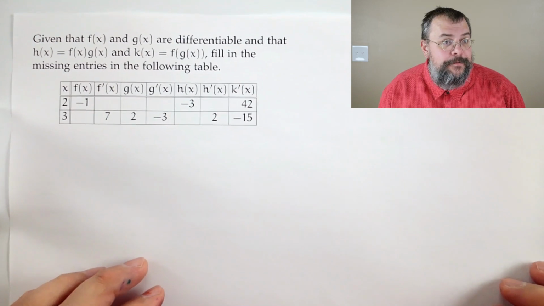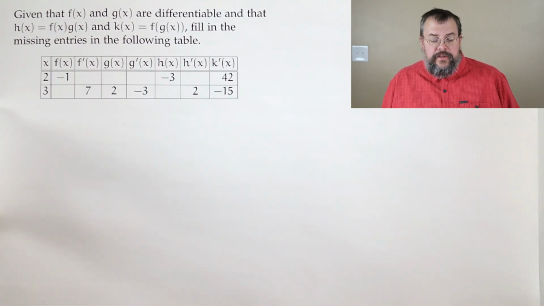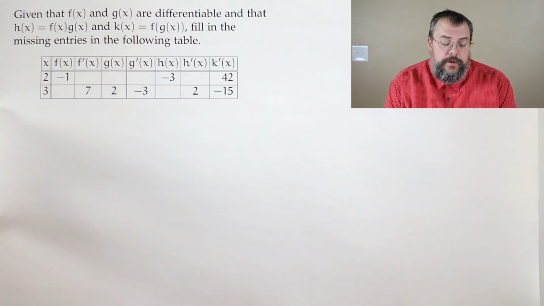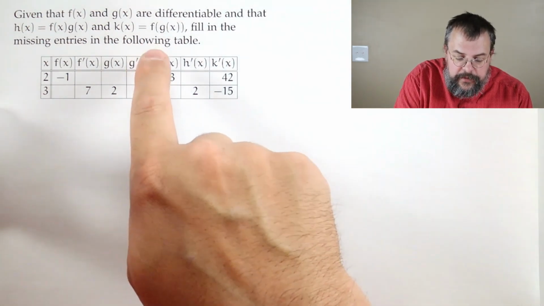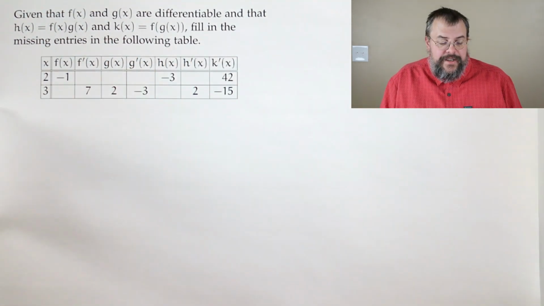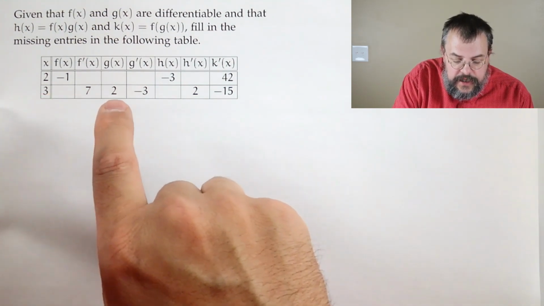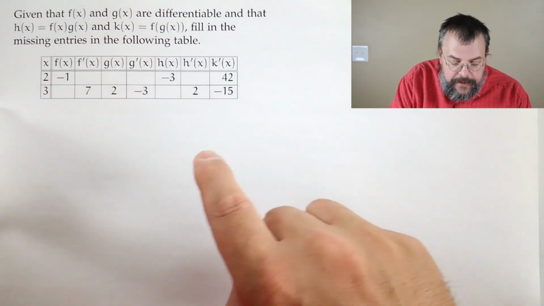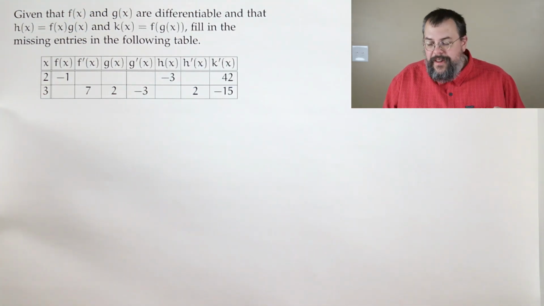All right, let's do one last one. Okay, hopefully it's a good one. So, given that f of x and g of x are differentiable, and we know the product is h of x, and the composition f of g of x, we'll call that k of x, and we have a bunch of data. So we have what happens to f and g and h prime and k prime and so forth at some points. So we're missing a lot of data here.